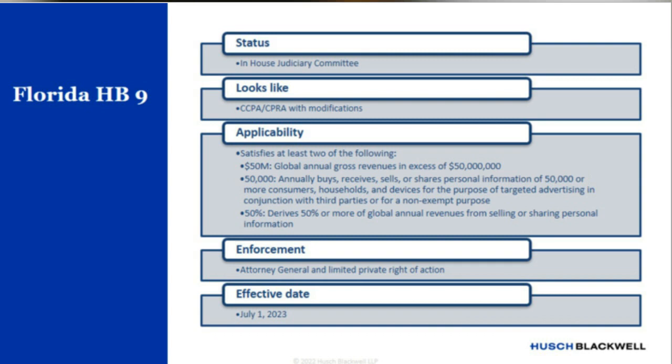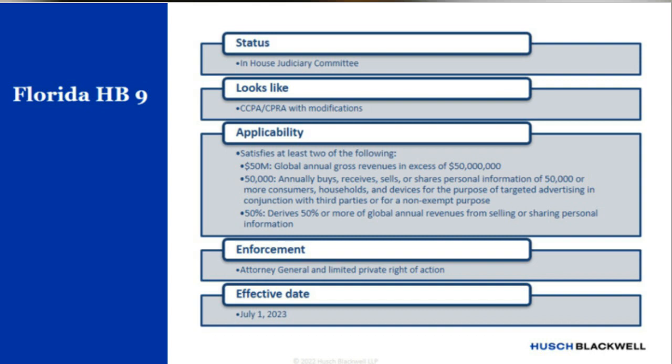But it looks like California's laws with some modifications have a lot of the same rights and obligations, but there are some differences I'll point out as we go through. As for applicability, for now, you have to satisfy at least 2 of 3 thresholds to be considered a controller, which is unlike California where you need to only satisfy one of its thresholds.